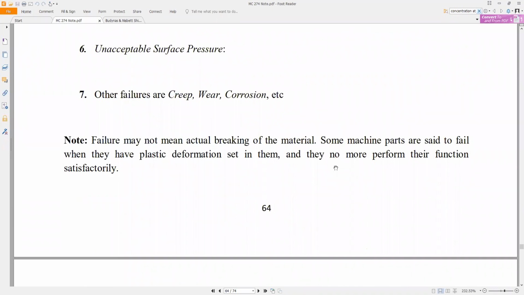Failure may not mean actual breaking of the material. Some machine parts are said to fail when they have plastic deformation set in them, and they could no more perform their function satisfactorily. When that happens, we say that that material or that machine element has failed. But when we say something has failed, it doesn't mean that it is broken completely. No. So we have different forms, which I've explained, by which a machine element could fail.